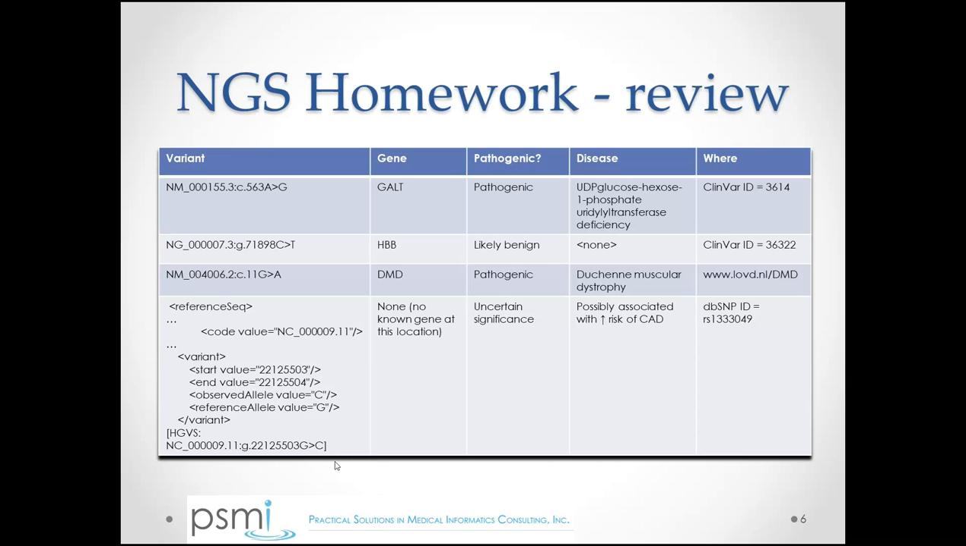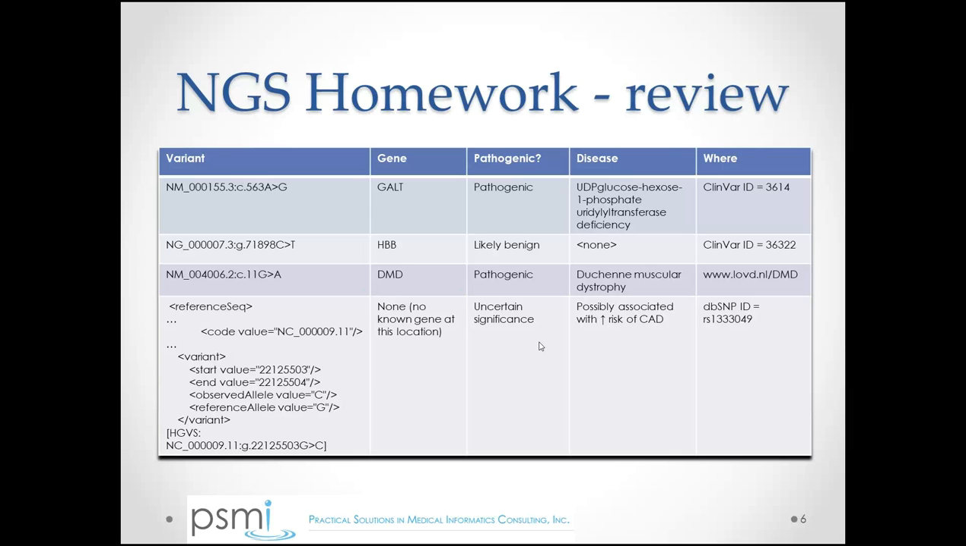And so the question is, how do you label this with respect to pathogenicity? And so here there was really the greatest variability in the respondents to the homework assignment. Here I simply called it uncertain significance. And one of the challenges we have here is that the ACMG guidelines for labeling a variant as pathogenic or not really only apply to Mendelian variations.